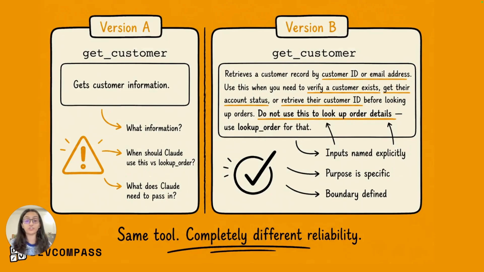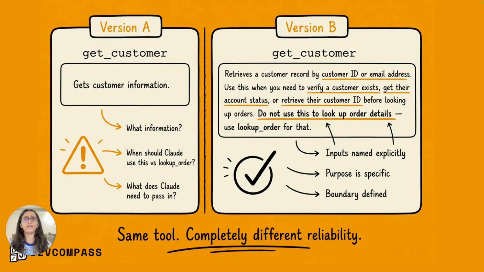But if you look at version B on the right, same tool, completely different description. Get customer now has a description: retrieves a customer record by customer ID or email address. Use this when you need to verify that a customer exists, get their account status, or retrieve their customer ID before looking up orders. Do not use this to look up order details. Use lookup order for that.